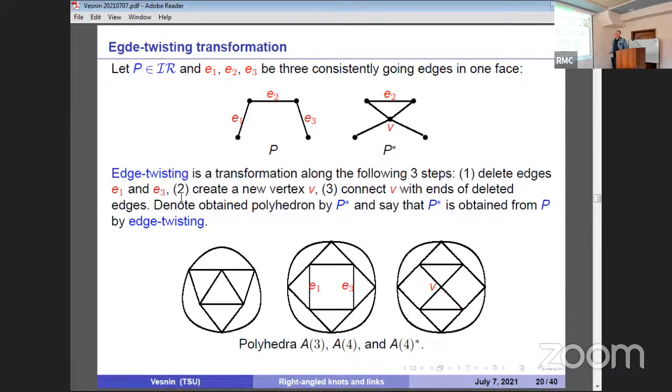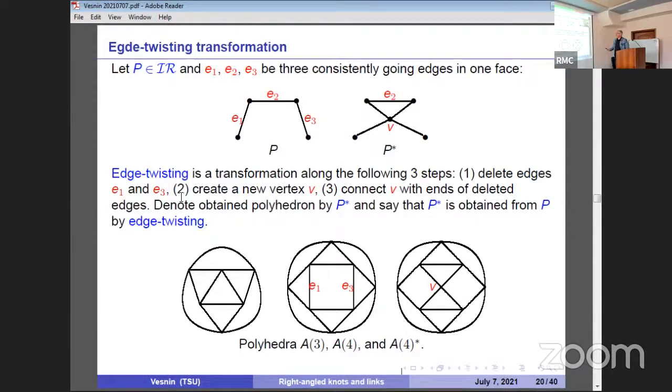Fortunately, we can explain how to construct new polyhedra from our family using an H-twisting transformation. So let's consider part of a face. There are 3 edges, E1, E2, and E3. And let's consider the H-twisting, which is the following. You take E1 and E2, you remove them, but you connect the terminal vertices with a new vertex V.